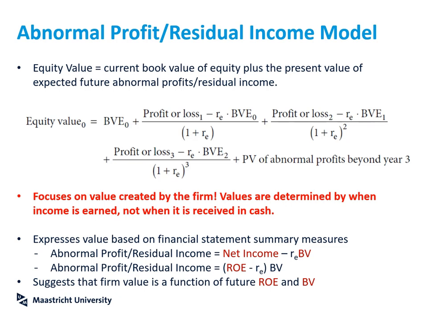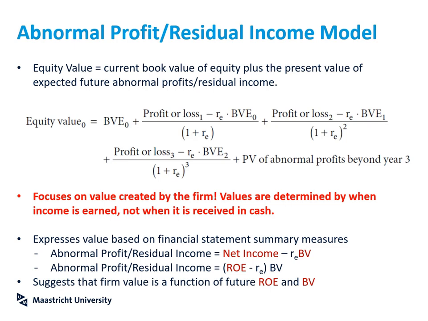So this model actually focuses on value that's created by the firm. And once we generate income, this will immediately add to our equity value. And it doesn't matter when this income is received in cash. So this model actually more directly links value creation by the firm to the equity value of the firm. And we express the value of the firm as a function of current book value of equity plus the present value of all future abnormal profits.